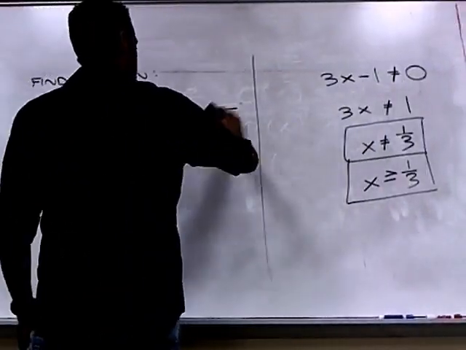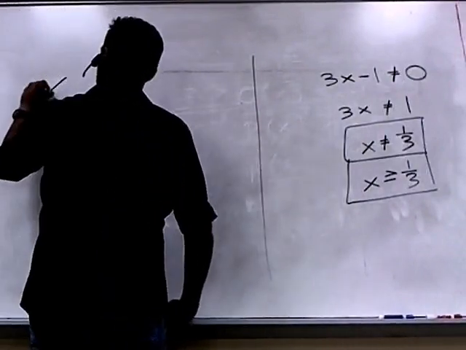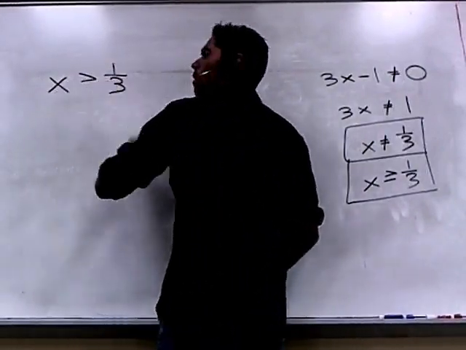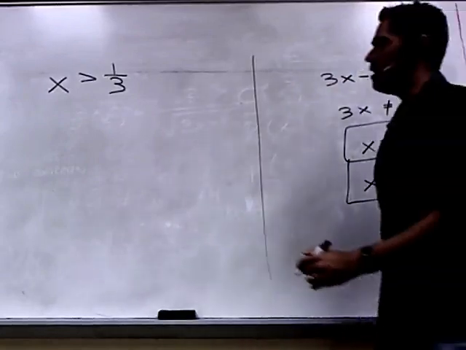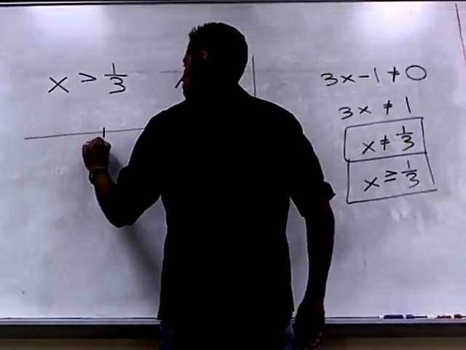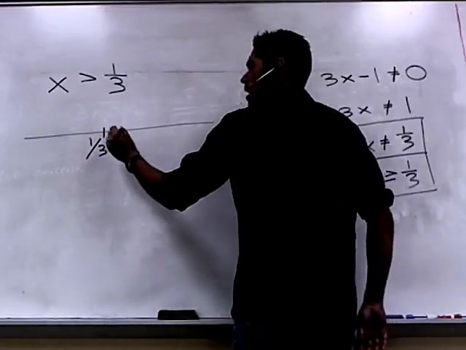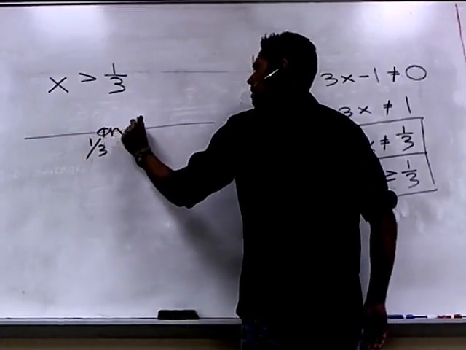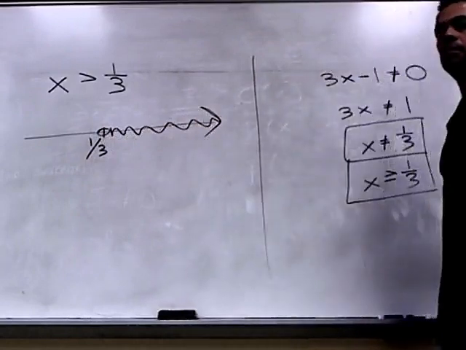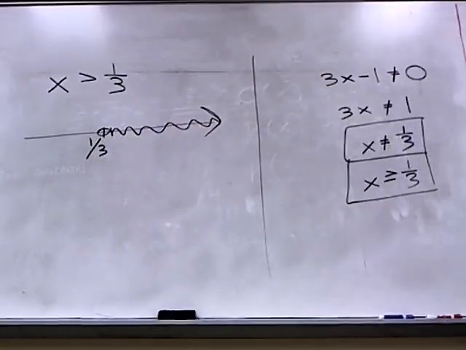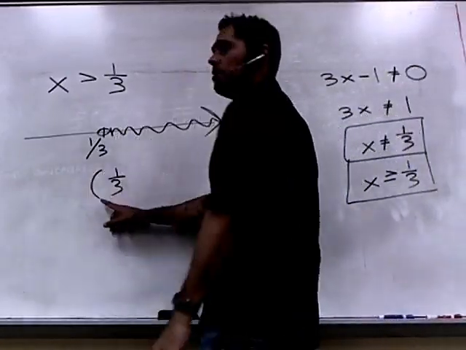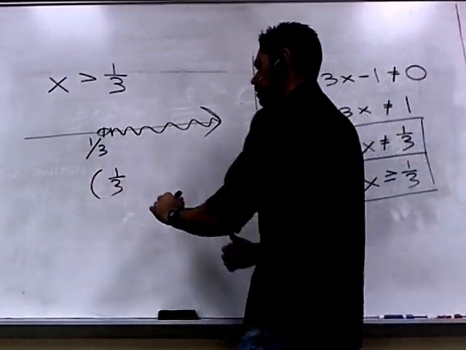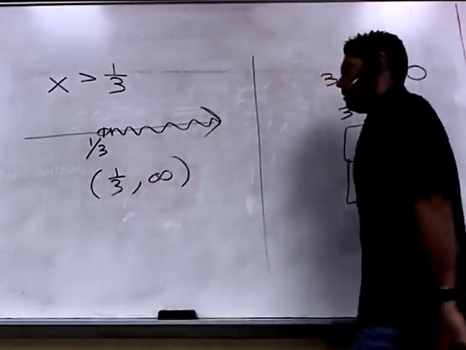X must be what? Strictly greater than 1/3, right? Without the equal sign, because this one says I can't have equality. Now, in interval notation, what is that? Here's 1/3. I cannot be 1/3, but I can be anything bigger than 1/3. So how do I do that with an interval? Parenthesis, 1/3. Parenthesis, because I don't want to include 1/3, all the way out forever to infinity.